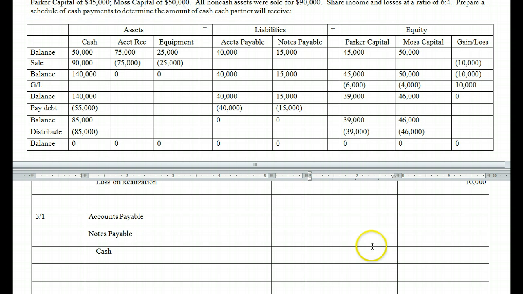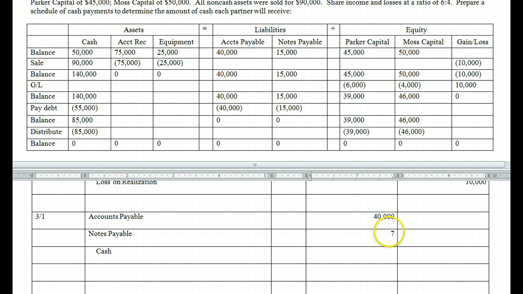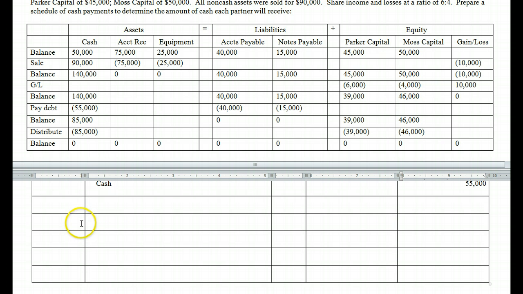So let's look at this. We're going to go in and debit accounts payable for the balance of 40 and accounts receivable. We're going to go in and we're going to hit our notes payable for the balance of 15,000. And then that leaves us with our cash, and our cash went out at 55,000. Okay? So that removes the debt and pays it off from our records.